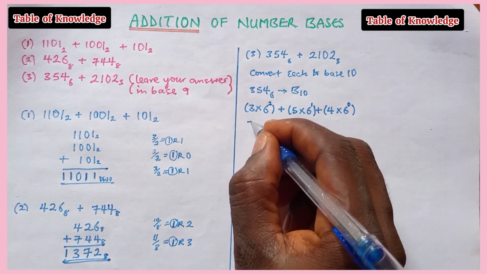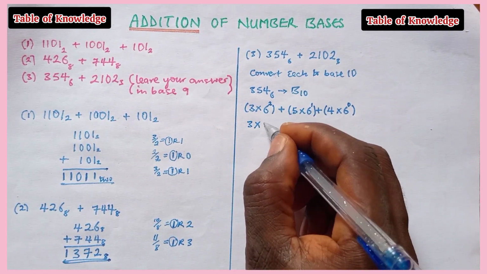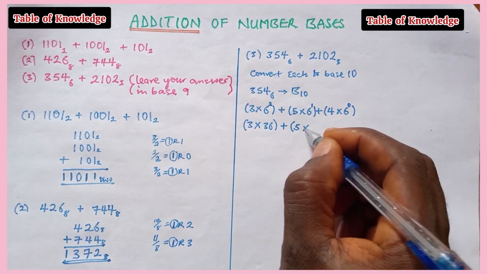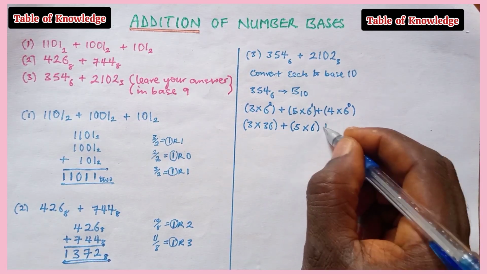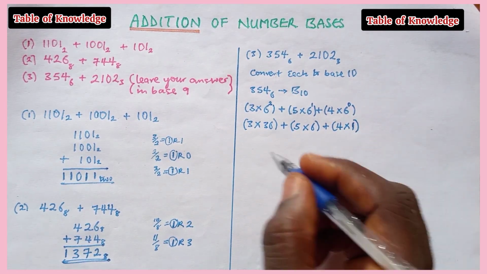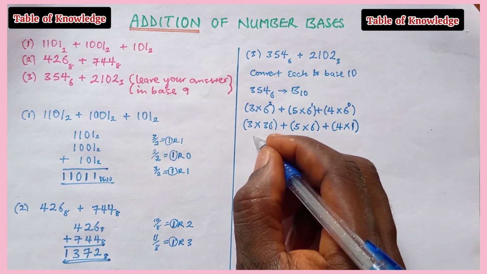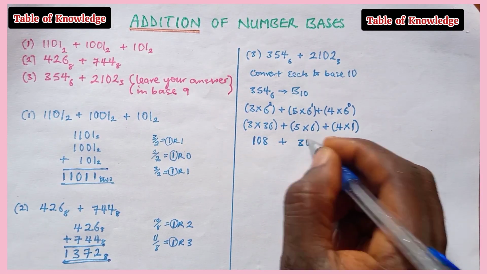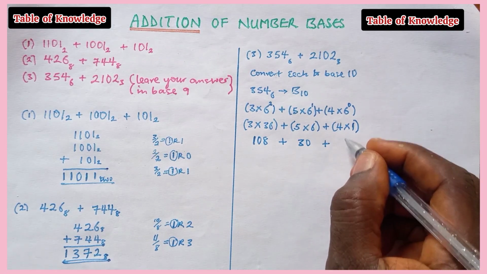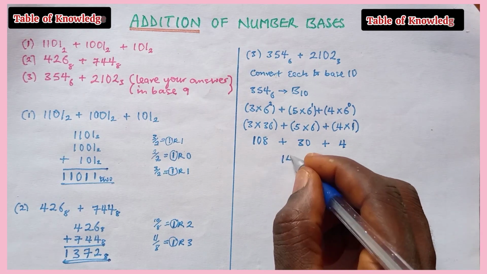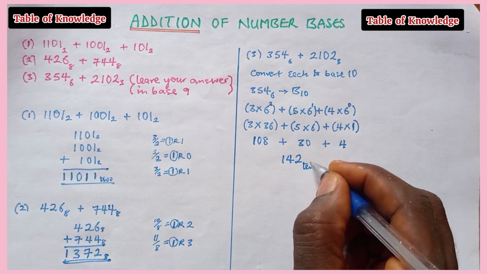Now, 3 times 6 raised to power 2 is 36, plus 5 times 6 raised to power 1 is 6, plus 4 times 6 raised to power 0 is 1. 3 times 36 is 108, plus 5 times 6 is 30, 4 times 1 is 4. So we add all the numbers together and it gives us 142 in base 10.